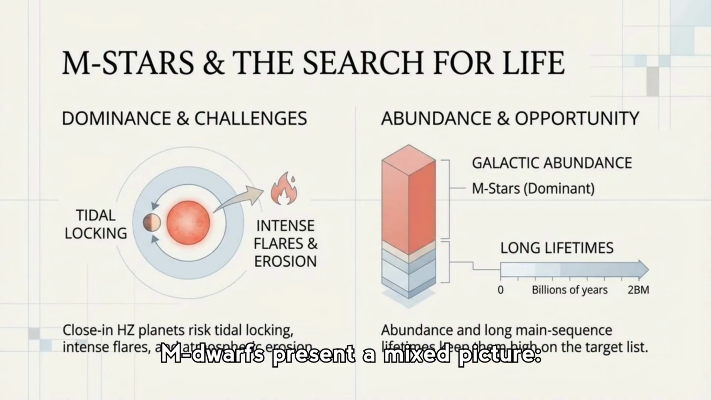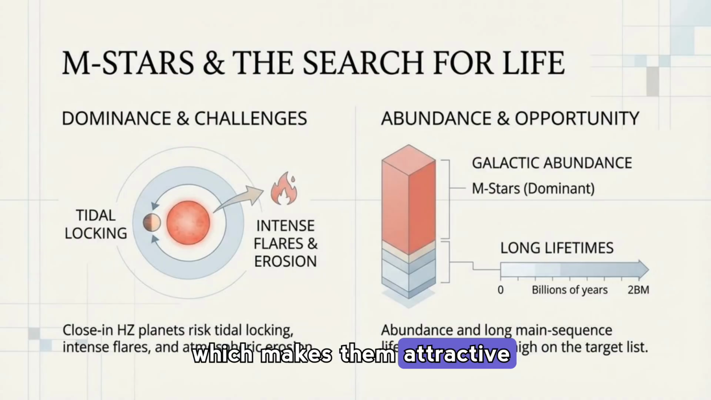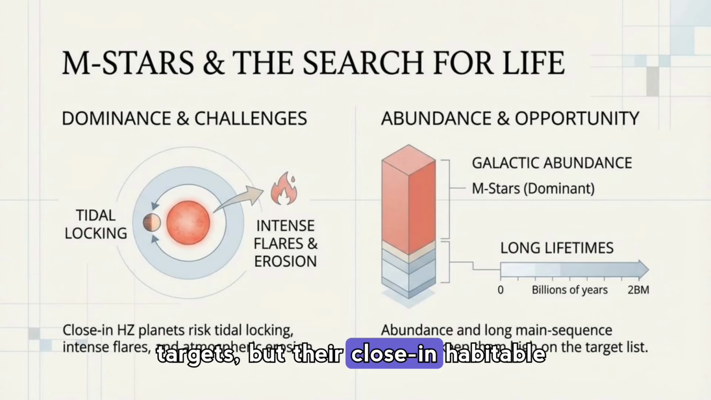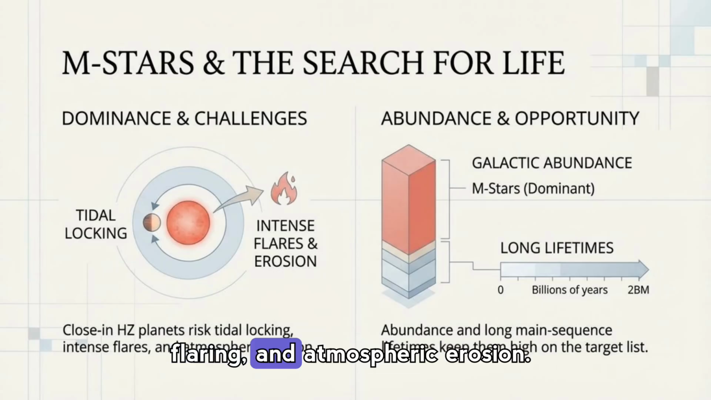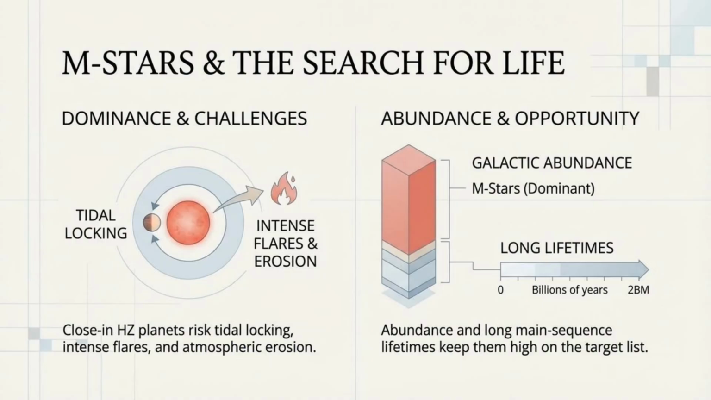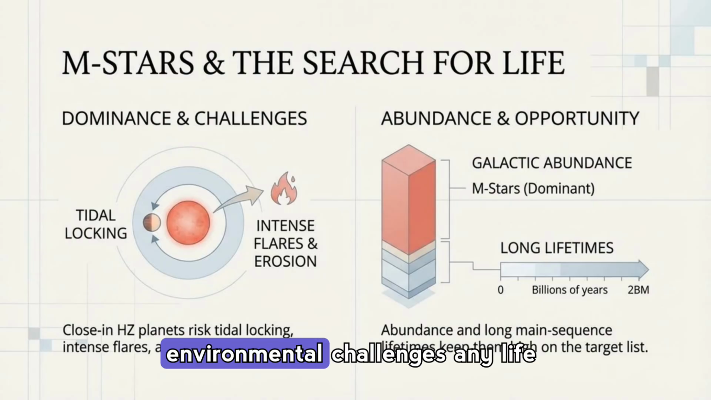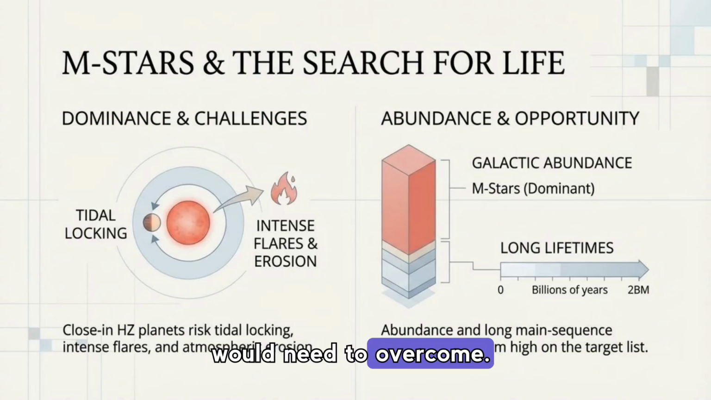M dwarfs present a mixed picture. They are abundant and long-lived, which makes them attractive targets. But their close-in habitable zones risk tidal locking, intense flaring, and atmospheric erosion. This slide frames that tension, emphasizing that abundance and longevity keep M stars high on the list, while highlighting the environmental challenges any life would need to overcome.